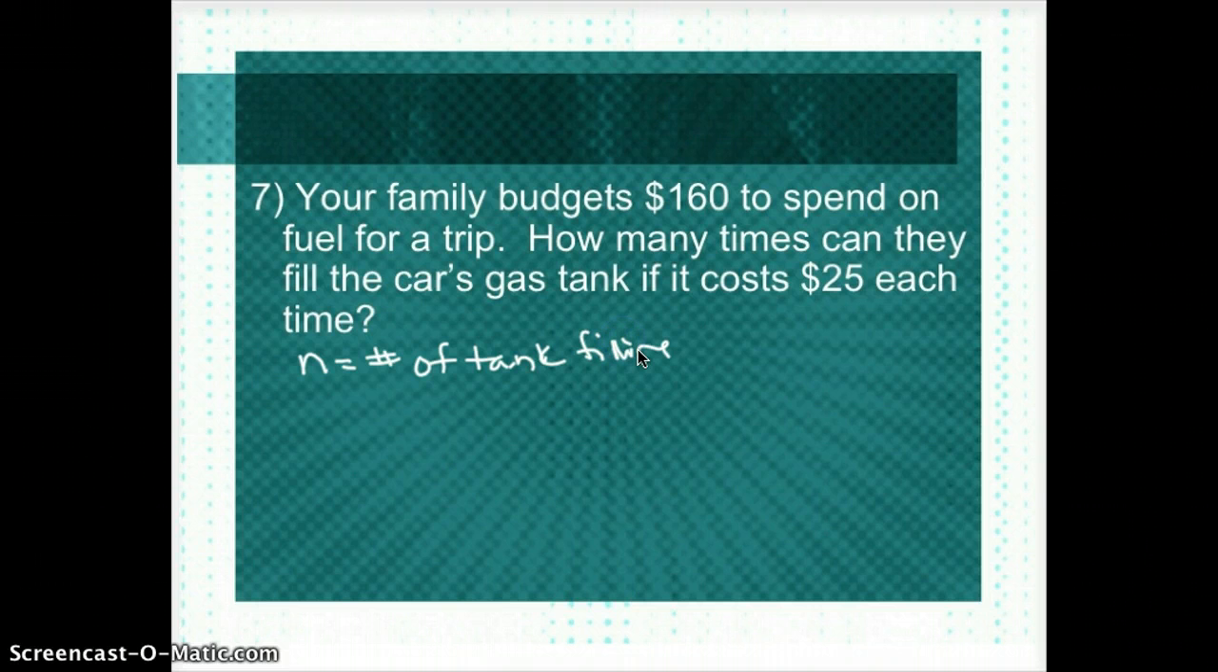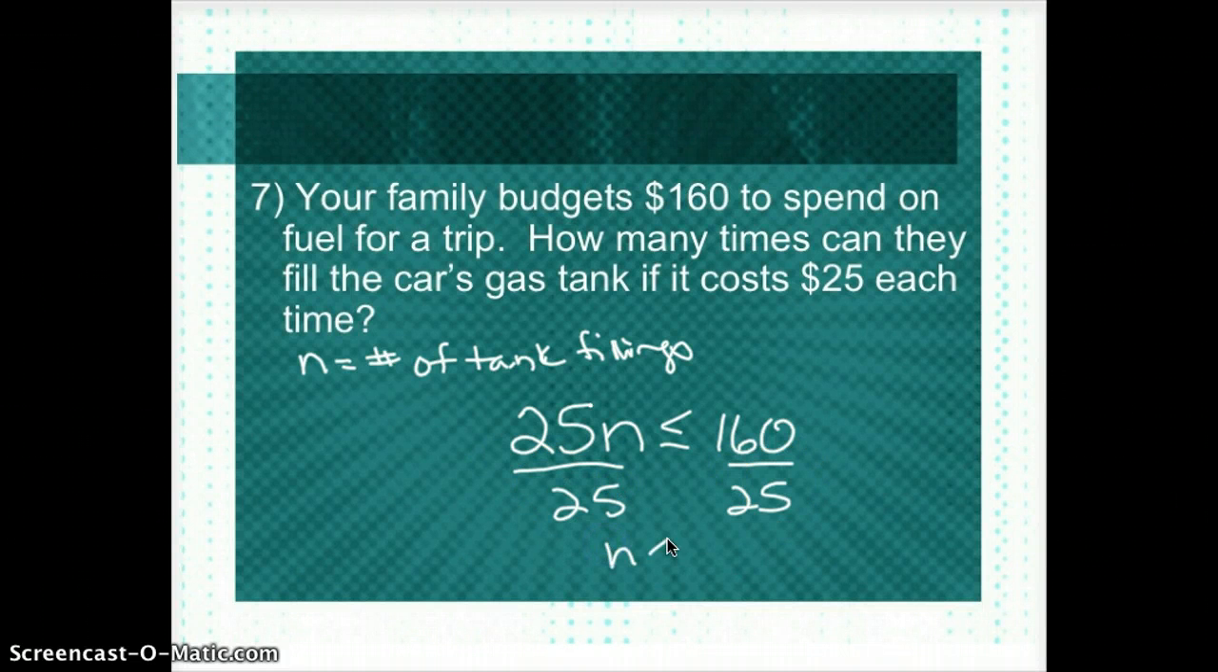And I know that every time I fill my tank, it costs $25. So like if I fill it 3 times, it was $75. What I'm doing is 25 times n. And that has to be, you have a budget of $160. So you can spend exactly $160 or anything less. So we want 25n to be less than or equal to 160. So in this case, I'm going to divide both sides of my inequality by 25, and I get n is less than or equal to 6.4.